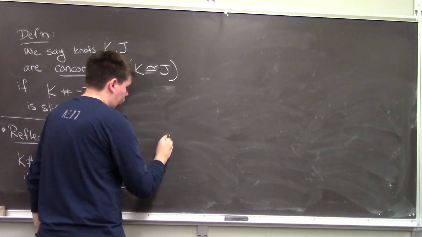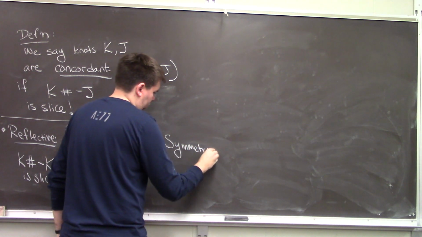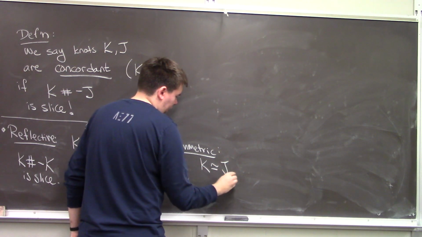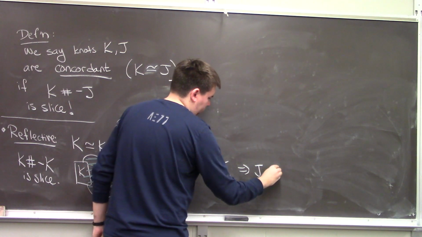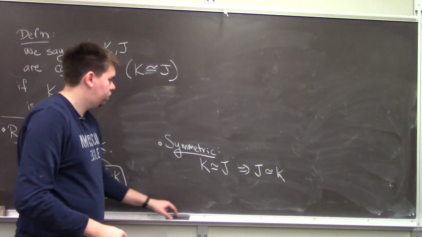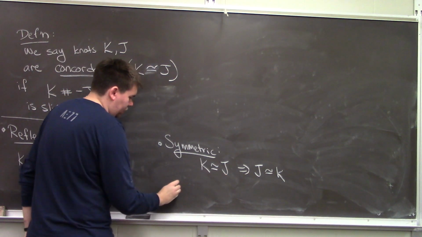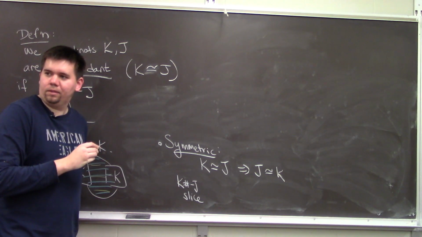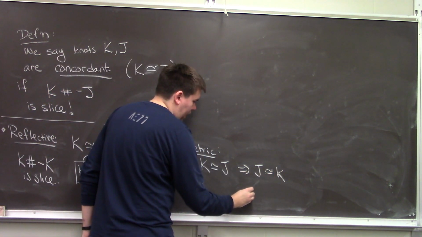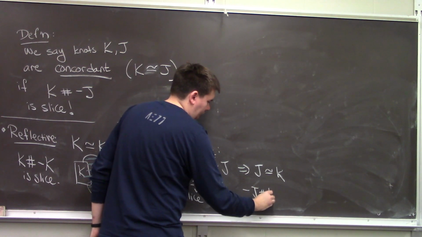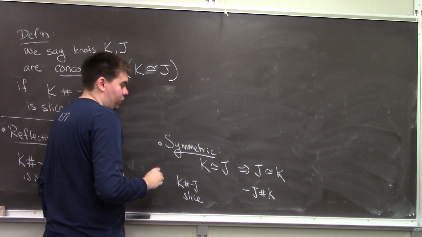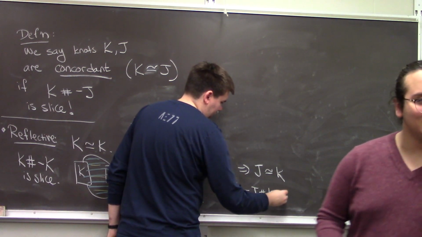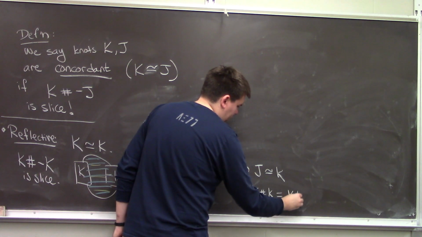Yes, symmetric. So we want to show that K is concordant to J implies that J is concordant to K. Well, let's just think about this. If K is concordant to J, that tells you that K connect sum the mirror of J is slice, right? And then what do you want to show here? You want to show that J connect sum the mirror of K is slice. But the mirror of J connect sum K is the same thing as K connect sum the mirror of J.